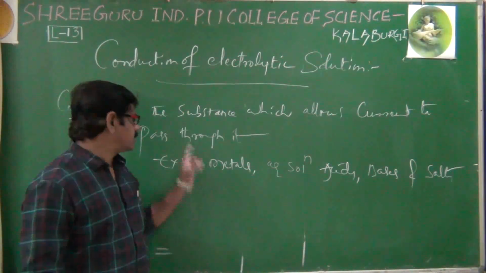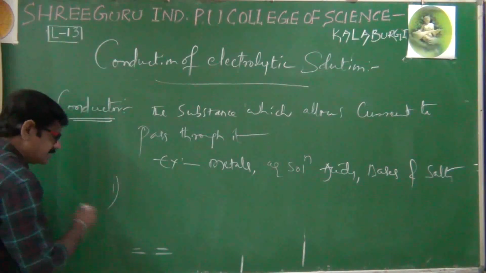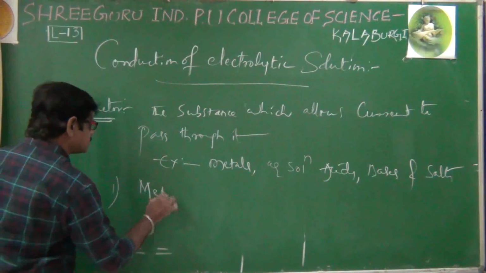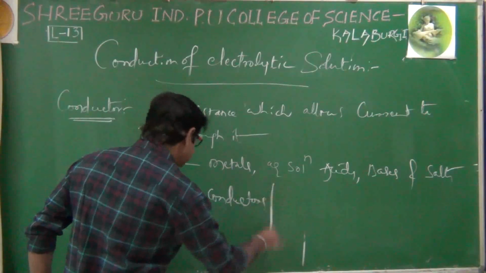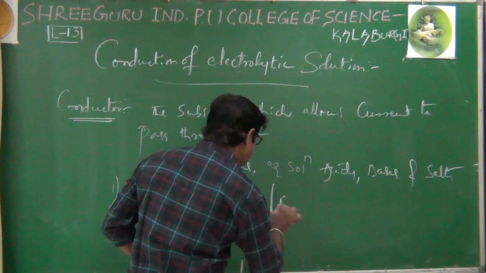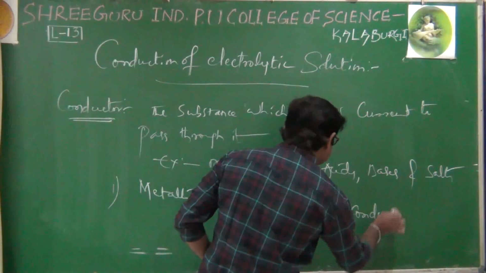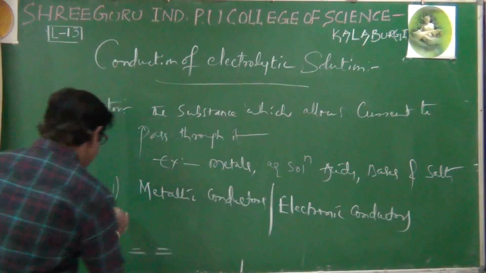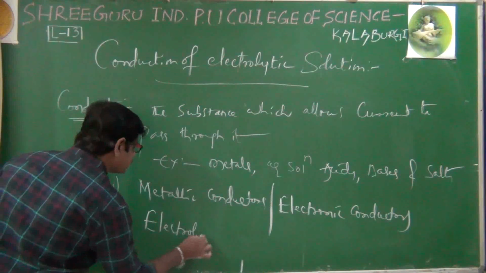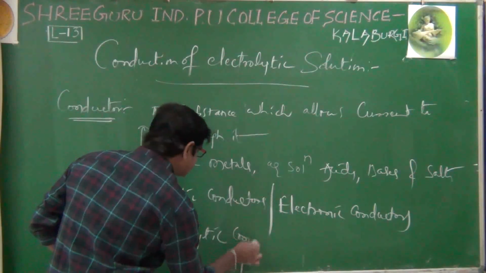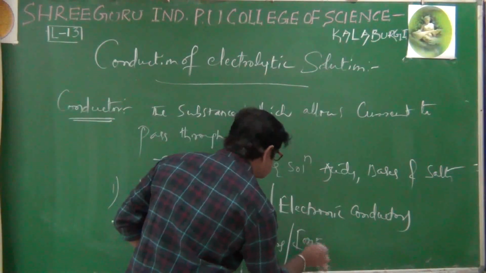Now, conductors are mainly of two types. What are those two types? Number one is metallic conductors. Metallic conductors are also called electronic conductors. This is the first type. The second one is electrolytic conductors, also called ionic conductors.